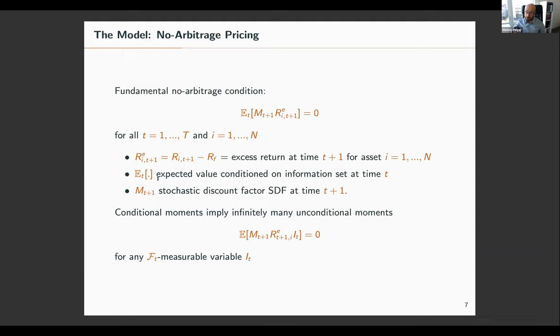All right, let me start now with a model framework. So I care about excess returns, that means returns minus the risk-free rate of different stocks. And if I multiply those with an SDF, which I denote by M, the conditional expected value should be zero. That's the fundamental no arbitrage condition. Now note that if I take a variable that I can observe at time t, that means a measurable random variable at time t, I can create unconditional moment equations. Now, no arbitrage essentially just implies an infinite number of unconditional moment equations.